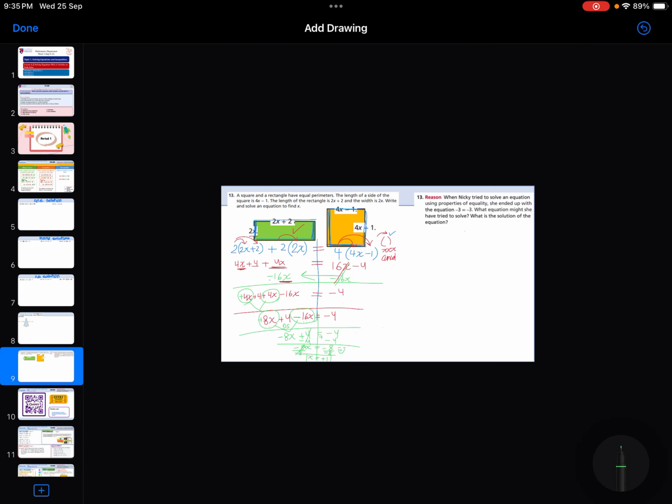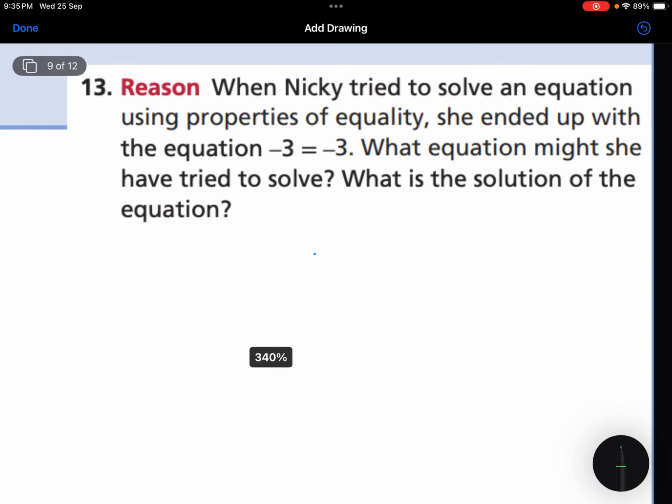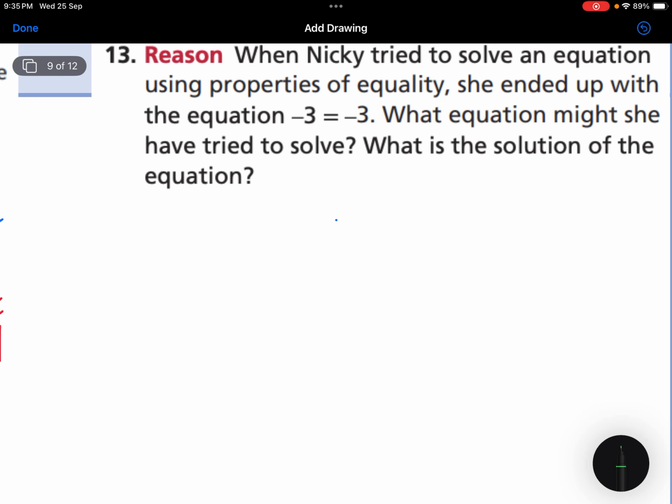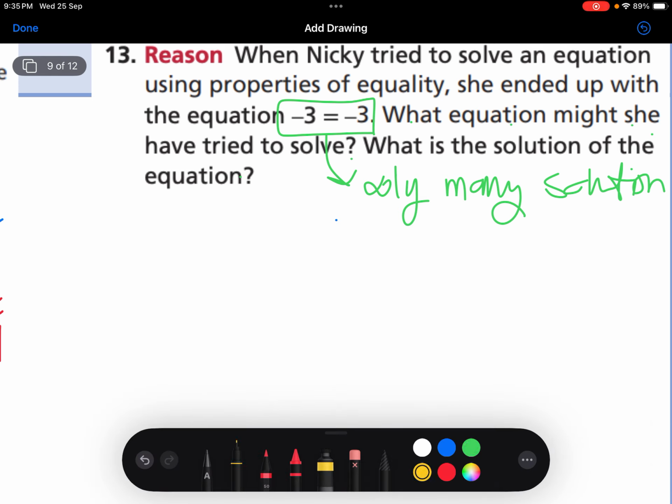Okay? Let's do this question. Here they are saying, when Nikki tried to solve an equation using properties of equality, she ended up with the equation negative 3 equals negative 3. This is infinitely many solutions. So basically they're asking what equation she might have tried, not what equation you will end up with for infinitely many solutions.